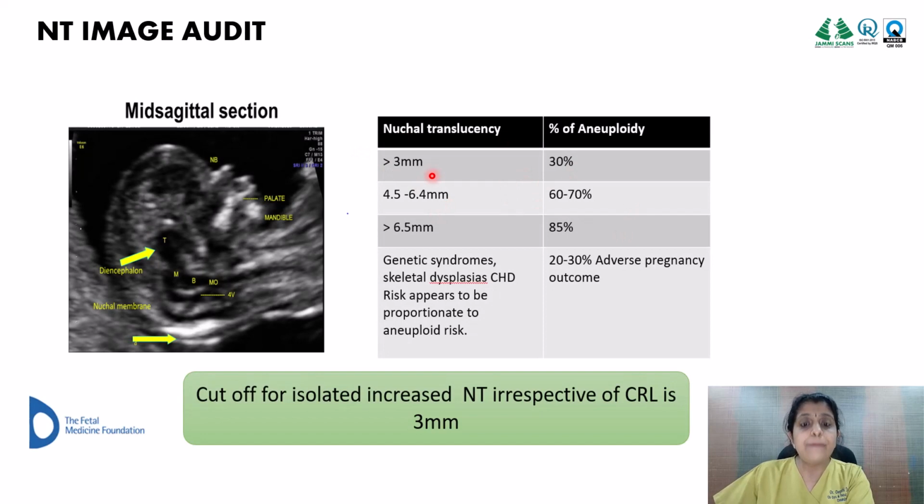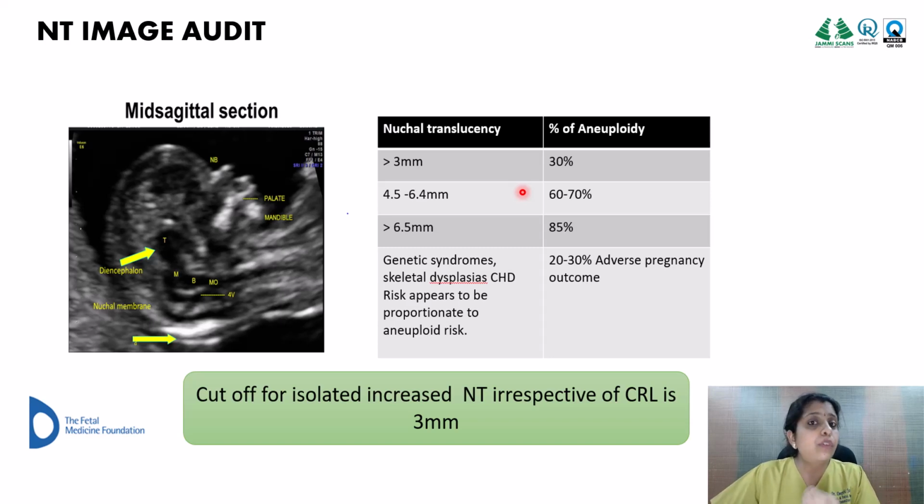Why 3 millimeter? Because significantly, the percentage of aneuploidy rates increases as the NT increases. All of us know this, because above 3 it's around 30%, but when it goes beyond 4 or 5 millimeter, you can see a huge rise in the percentage of aneuploidy. So it's not just chromosomal abnormalities. Number 1, chromosome abnormalities, 2, genetic syndromes, 3, you have cardiac anomalies, evolving cardiac anomalies, and 4, skeletal problems.